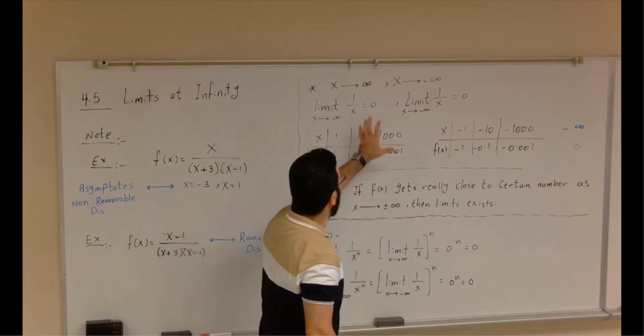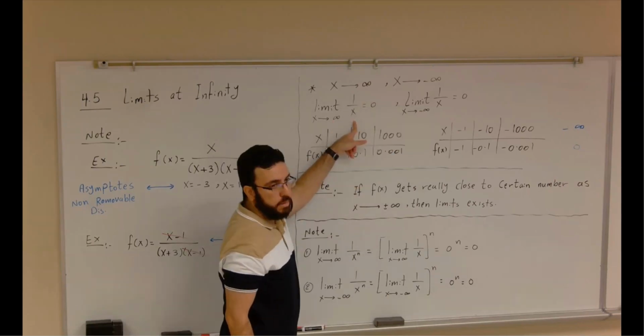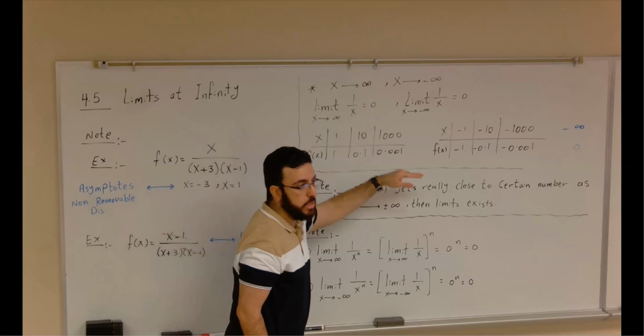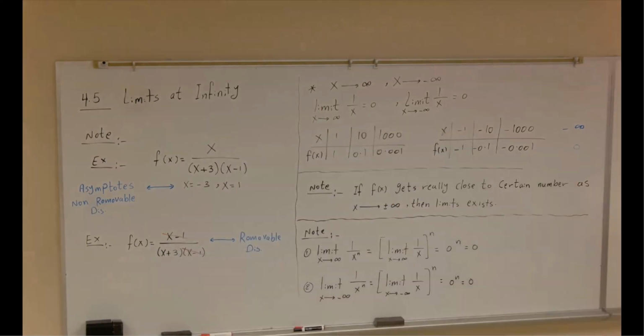So here are the important rules. Any number divided by x, the limit for this number, if x goes to infinity or negative infinity, is going to be 0. The first part, let's jump to the next part.